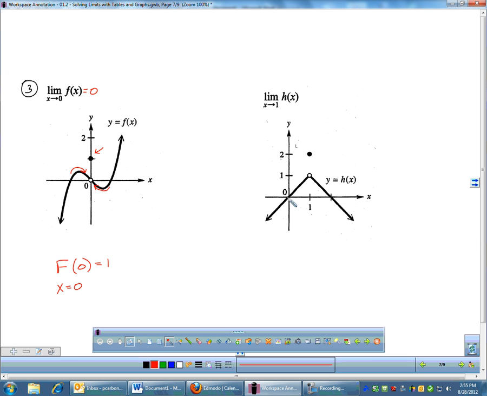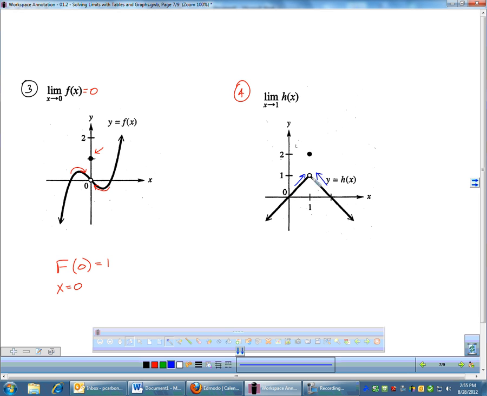Same thing's happening on, we'll call this one number 4, in red. How exciting is that? Limit as x approaches 1, I'm going to come from the left, and I'm going to come from the right. And left and right sides are going to the same place.